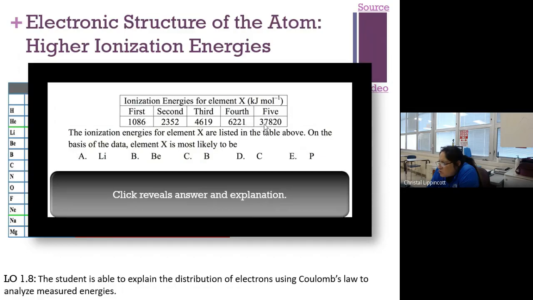Oh, there's a big jump there. Look at that. See that big jump? So count how many elements you had before you got to that big jump. How many you got? 1, 2, 3, 4. That means that this is going to have a +4 charge on it.